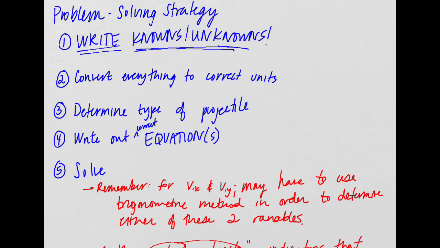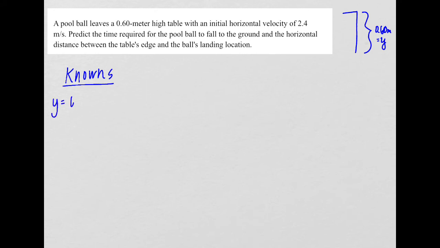So, according to our problem-solving strategy, first we're going to write down all of our knowns and the unknowns we're looking for. Let's begin with that. We have our knowns. The pool ball leaves a 0.60 meter high table. If it's helpful for you, you can draw a picture. So we have a table, and the height of the table is 0.60 meters. This is the vertical displacement that the ball is going to fall. This is the height of the table, and also the vertical displacement that the ball will fall.